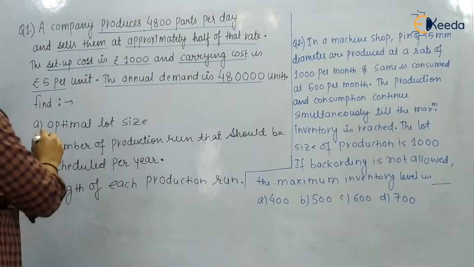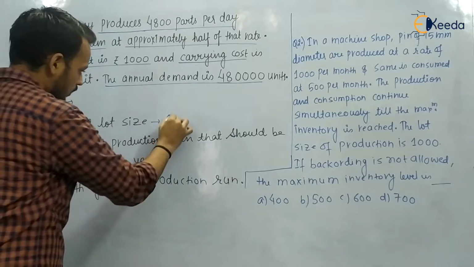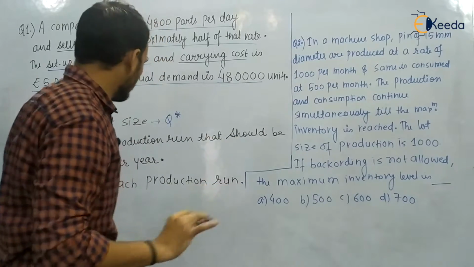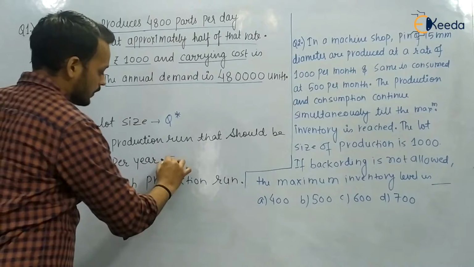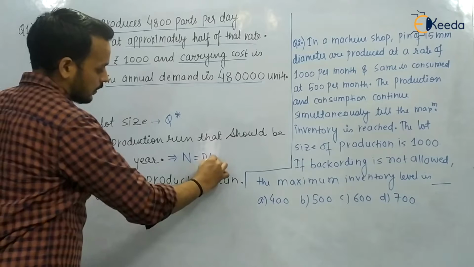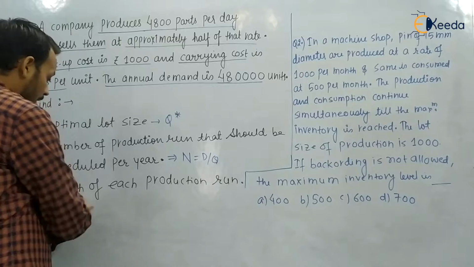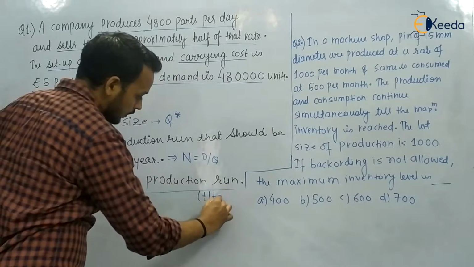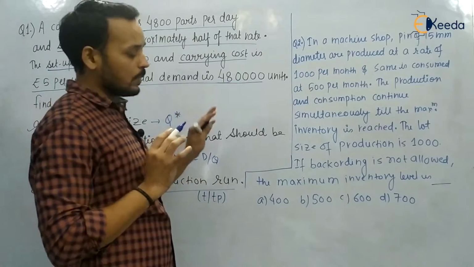They are asking for the optimal lot size, which means Q star. Next, the number of production runs that should be scheduled per year, which means N. We know the formula, N equals D by Q. And the third is the length of each production run, that is T or TP. So we will solve it.